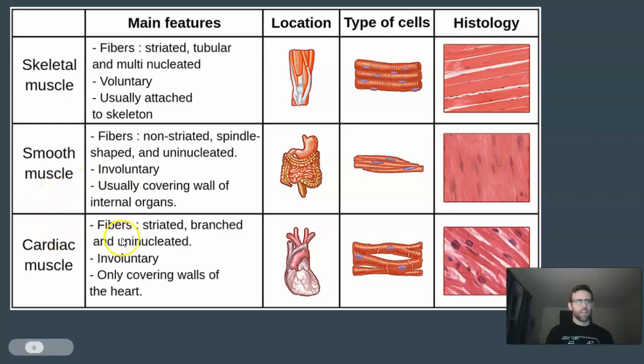And then cardiac muscle, uninucleated, again, one nucleus for every fiber. Involuntary. You can't control your heartbeat. You can't control, you know, how it beats, which is kind of a good thing. It's good that we don't have to think about our heart beating. It just kind of does it on its own.